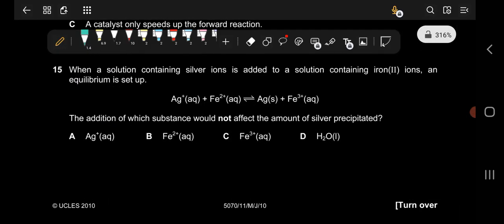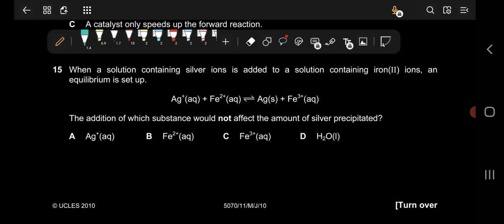So this one's going to be the last question we practiced today. When a solution containing silver ions is added to a solution containing iron +2 ions and equilibrium is set up, the addition of which substance would not affect the amount of silver precipitated? Okay.